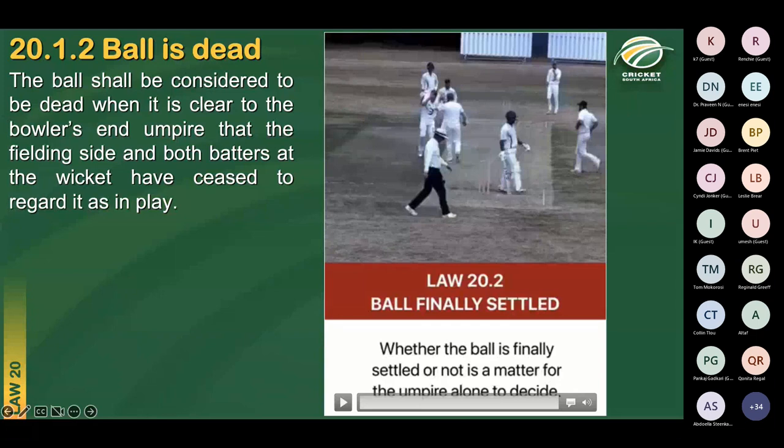Obviously, the on-field umpire there has given the batter out, and the batter is walking off. Would you have done the same, or would you have considered the ball to be dead? Read the law below. Whether the ball is finally settled or not is a matter for the umpire alone to decide. So this is your decision to make, dead ball or out.